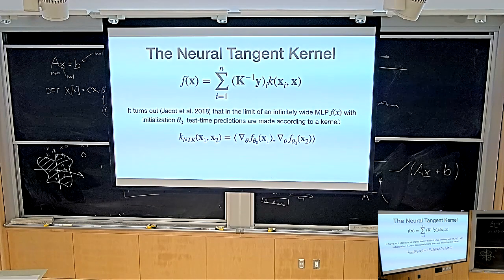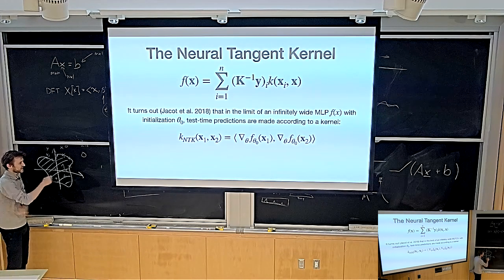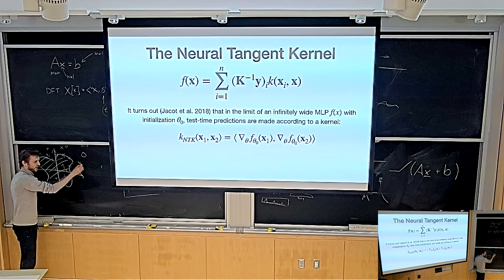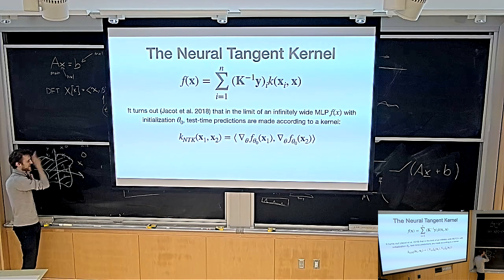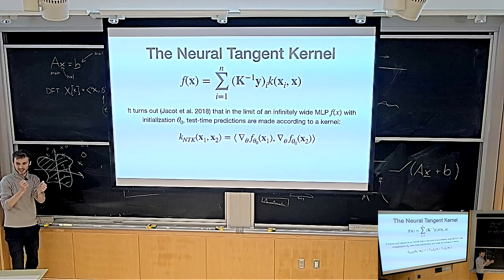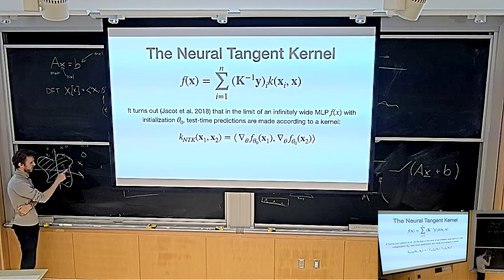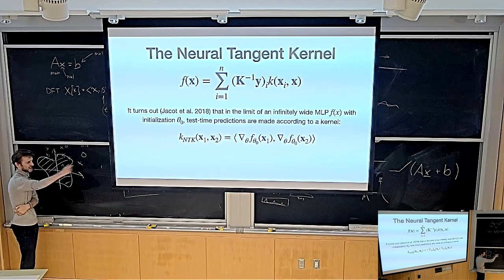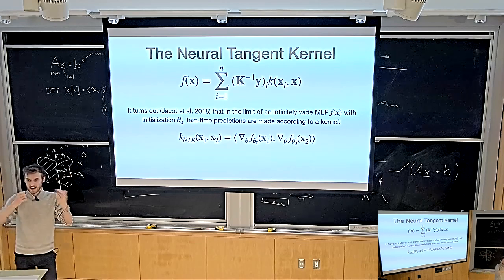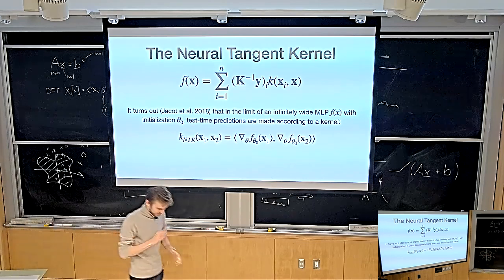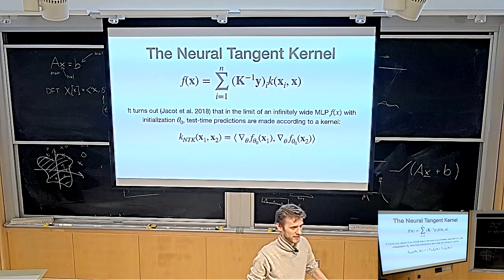Let me say intuitively what this means. If I'm querying my neural network here, the output of my neural network after training will be a weighted sum of all of the labels of my training set, weighted according to this kernel function. The kernel function is: I take this one, put it through my neural network, take the derivative with respect to the parameters, and take the dot product with the same thing that I do for this. And this is going to be the output of the neural network. Does this kind of make sense?